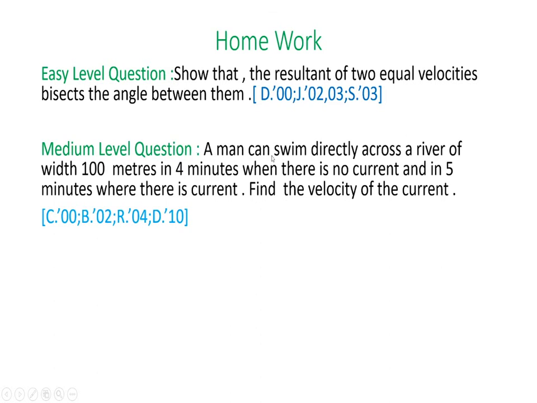Medium level question. A man can swim directly across a river of width 100 meters in 4 minutes when there is no current, and in 5 minutes when there is a current. Find the velocity of the current. This is a medium level question from this chapter.